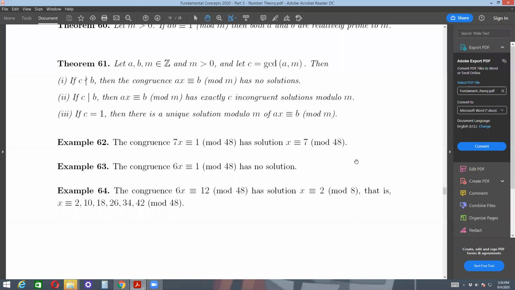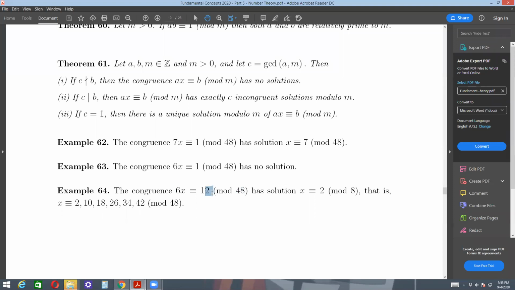So this example 63, congruence 6x is congruent to 1 mod 48. Now notice the GCD of 6 and 48 is 6, right? 6 doesn't divide 1. This has no solution, and you can actually check it manually if you want. What about this one? 6x is congruent to 12 mod 48. Again, the GCD of these two is 6.